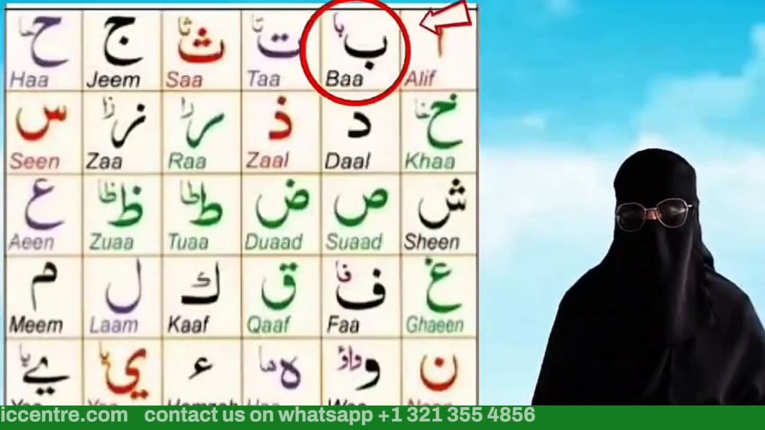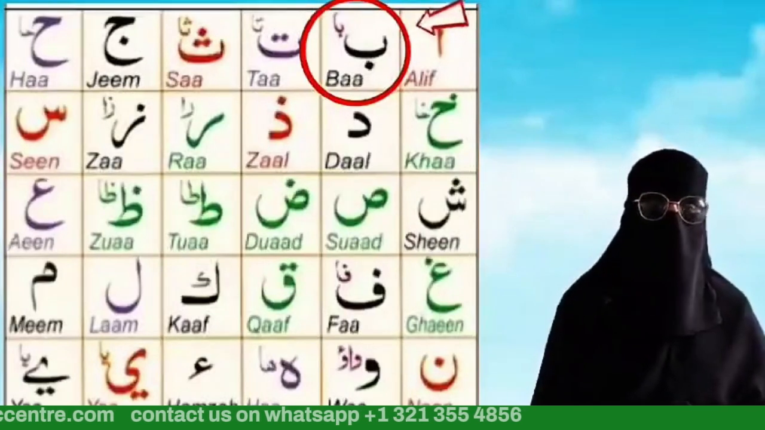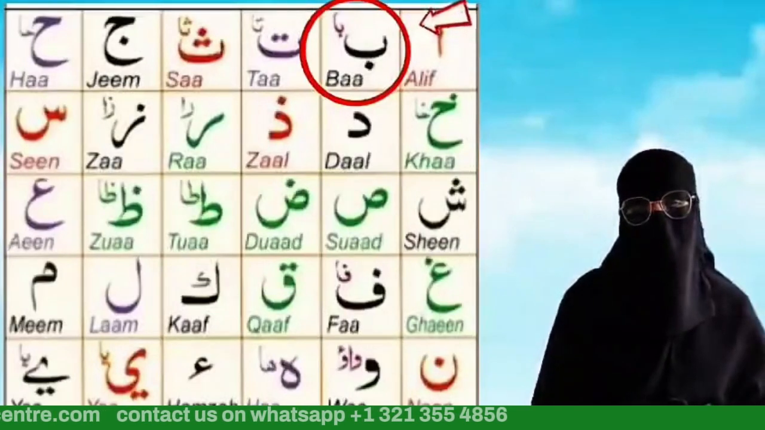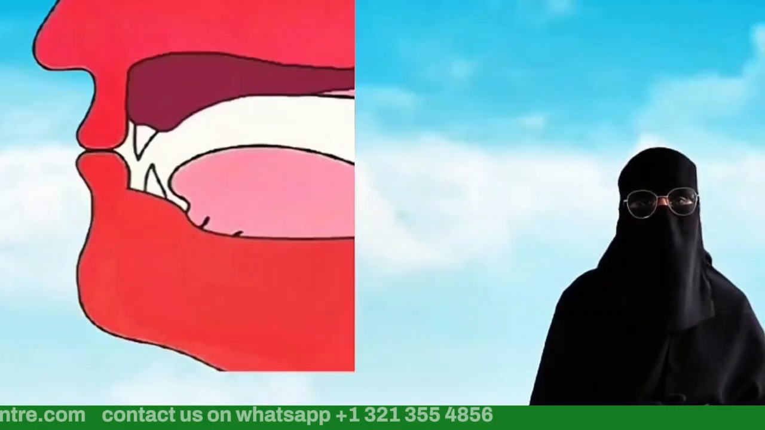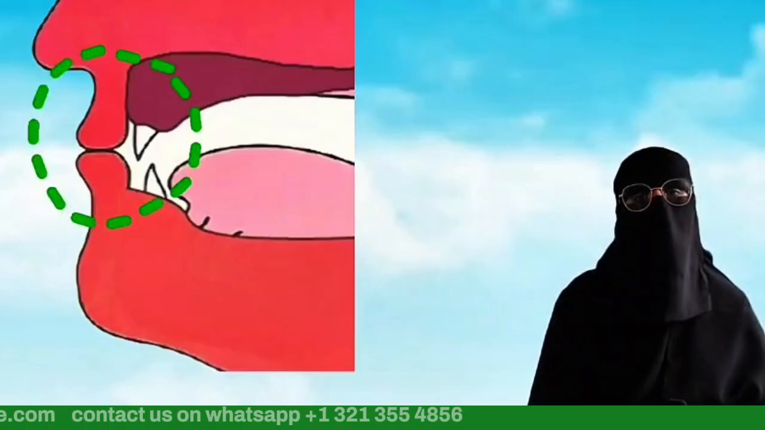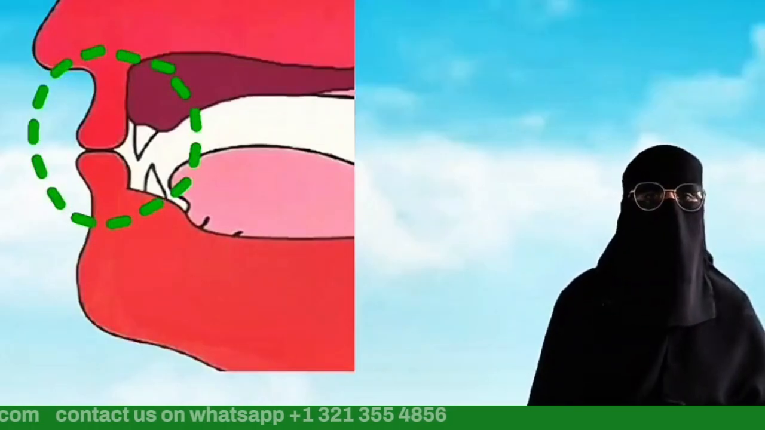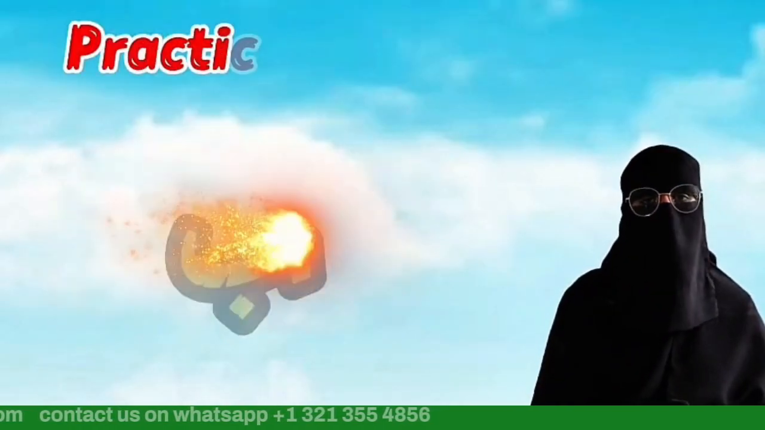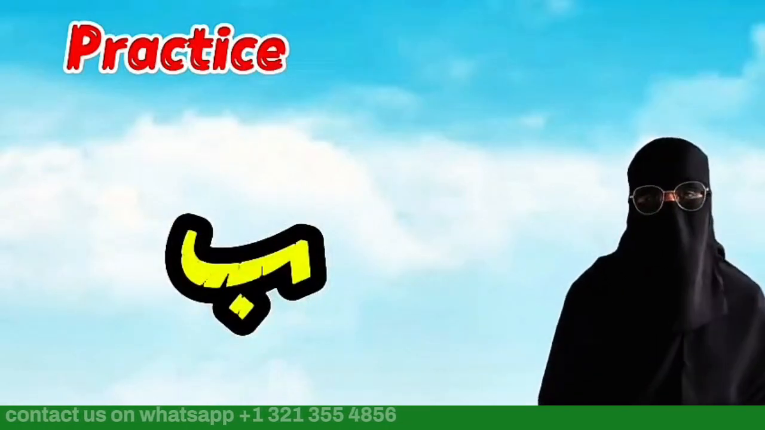You have to join both lips together, then release them for the sound of Ba. Say it after me. Join them together. You have to repeat after me for practicing. Ba, Ba, Ba. Yes, that's the sound of the letter Ba.